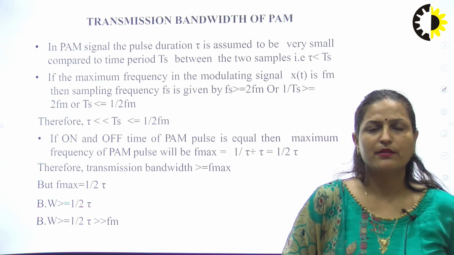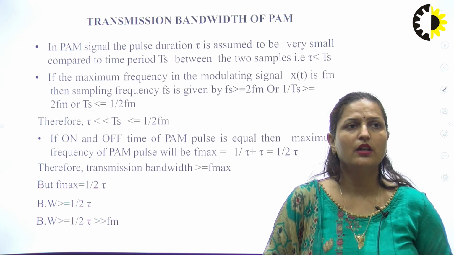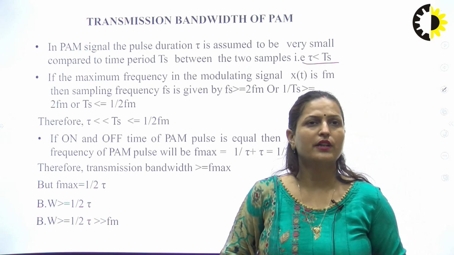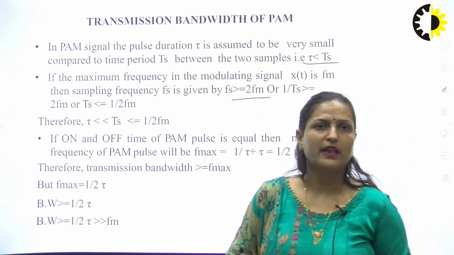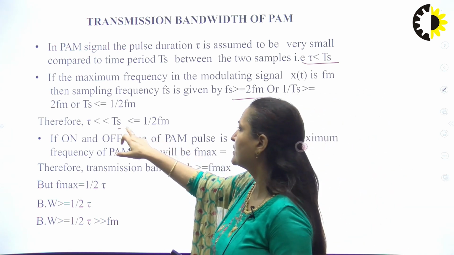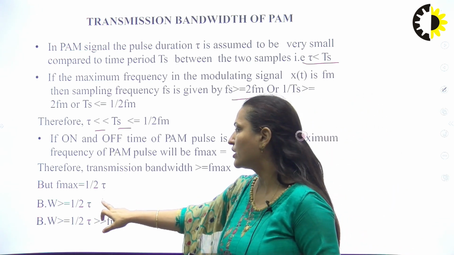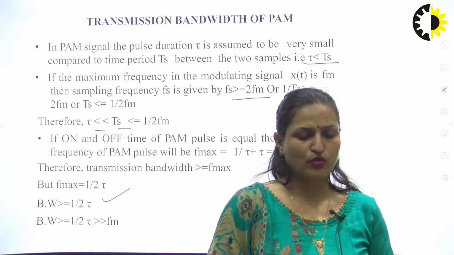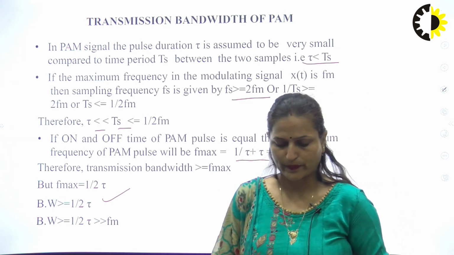Now, transmission bandwidth. For the PAM signal, the train pulse duration is tau and it is assumed to be very small as compared to the time period Ts. Tau is less than Ts. So for the maximum frequency Fm in the modulating signal x(t), Fs should be greater than or equal to twice Fm, and Ts should be less than 1 upon 2Fm. So this Ts lies between tau and 1 upon 2Fm. So the maximum bandwidth is greater than or equal to 1 upon 2 tau, because it is on for tau duration. So it is 1 by 2 tau.